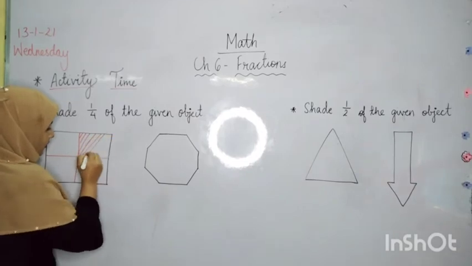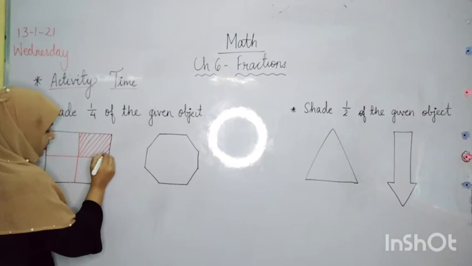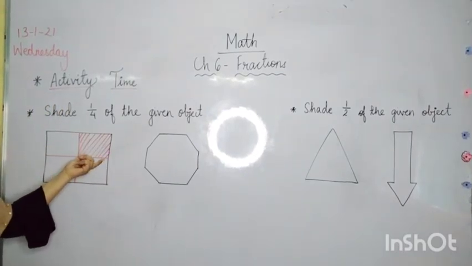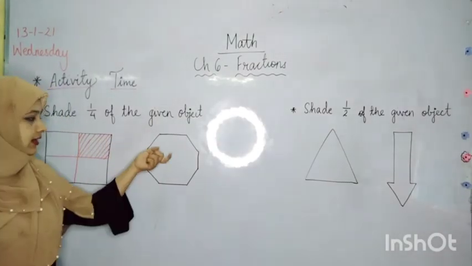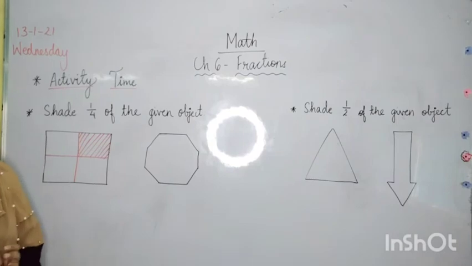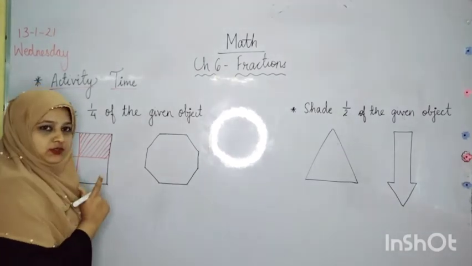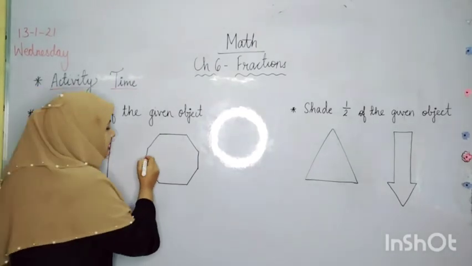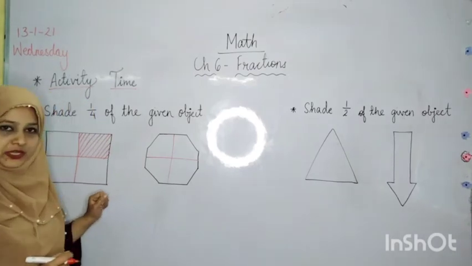So in this way, I am shading 1/4 of the given shape. Now moving to the next one. Again over here I have to find out 1/4 of the given object. I have to shade 1/4 of the given object. So now what will I do? The first thing that comes to my mind is to find 1/4. I will make 4 equal parts of the given object in this way.